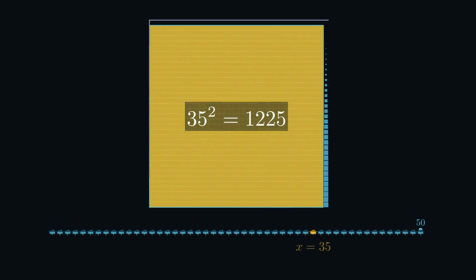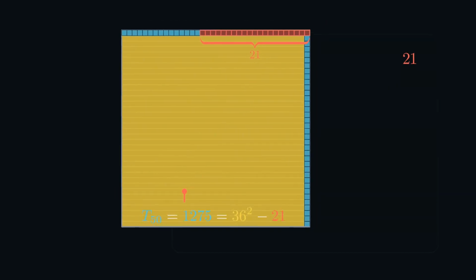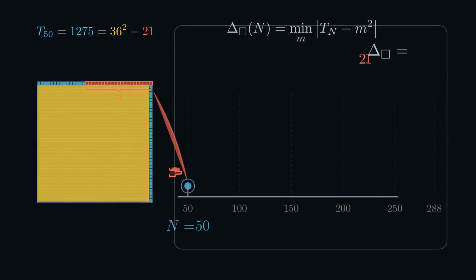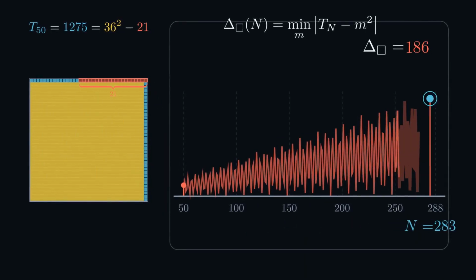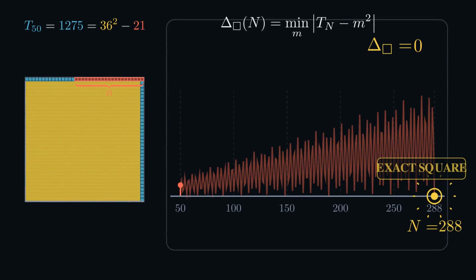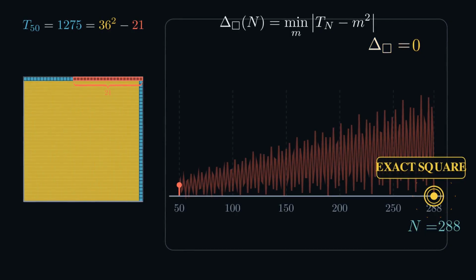Street 50 fails because its triangular total is 21 short of 36 squared. This difference is a residual measuring distance from a perfect square. Scanning successive street lengths moves the residual, but almost every candidate misses 0. The next 0 occurs at n equal to 288, with square side 204.